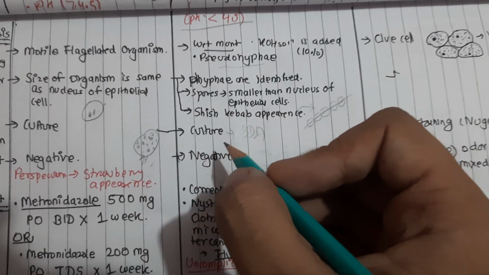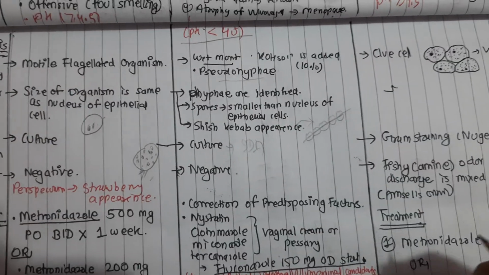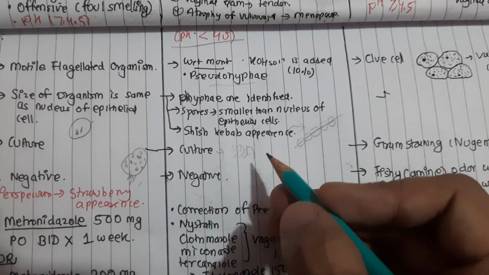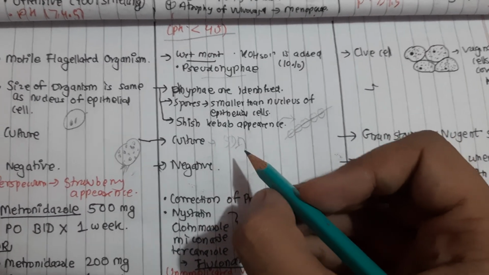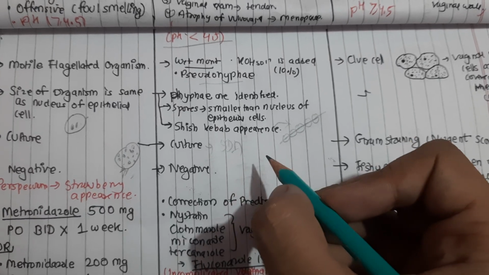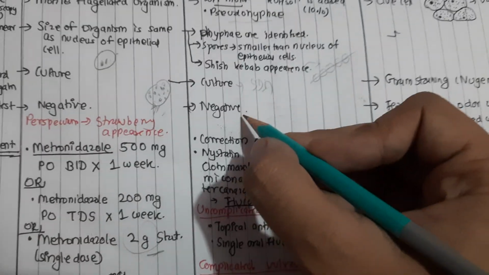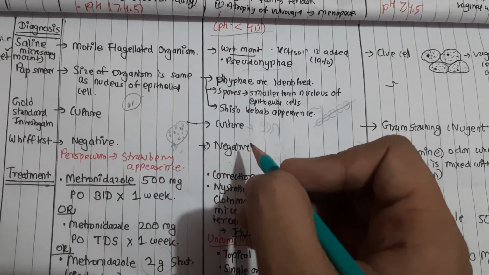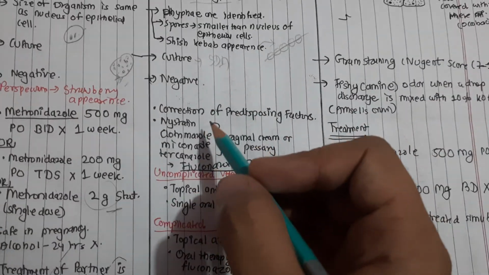We can do culture in culture media like Sabouraud dextrose agar, or Nickerson media, and the culture becomes positive in 24 to 72 hours. We can find that the whiff test is negative. The whiff test is negative in Candida, and it was also negative in Trichomonas vaginalis. So that was all.